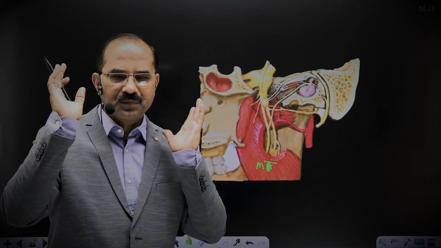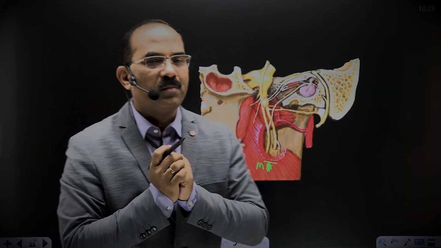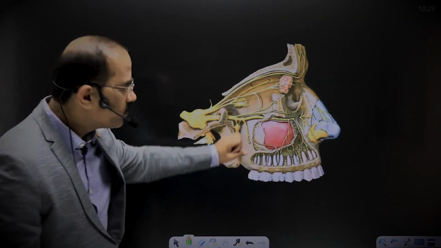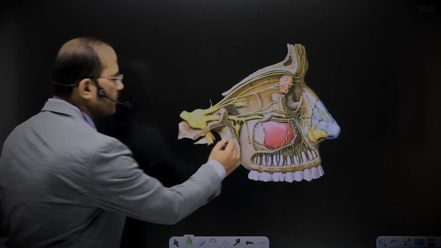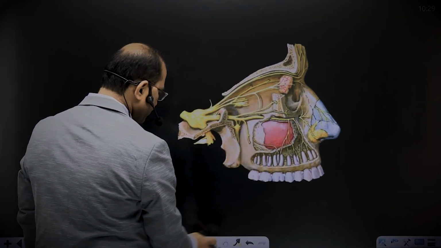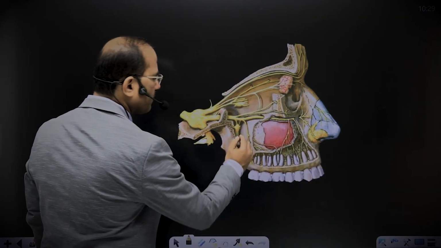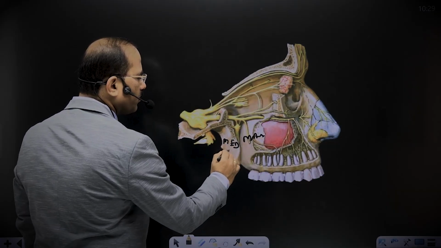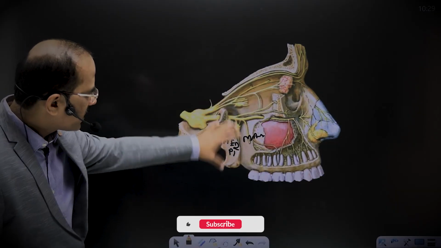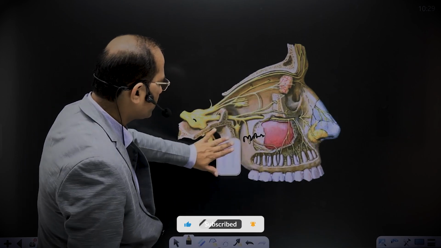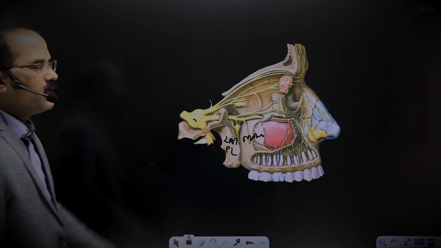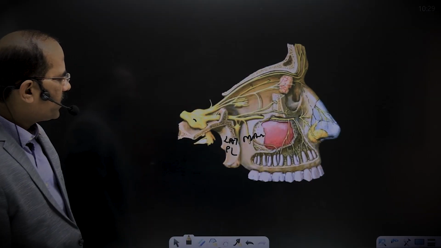Perfect. Now, from the infratemporal fossa, if I look towards the medial side, what do I find? What is this bone? That's the maxilla. This is the maxilla bone. What is this? This is the medial pterygoid plate. So that's the maxilla. Sorry, that's the lateral pterygoid plate. Lateral pterygoid plate. Clear? So maxilla, the lateral pterygoid plate.